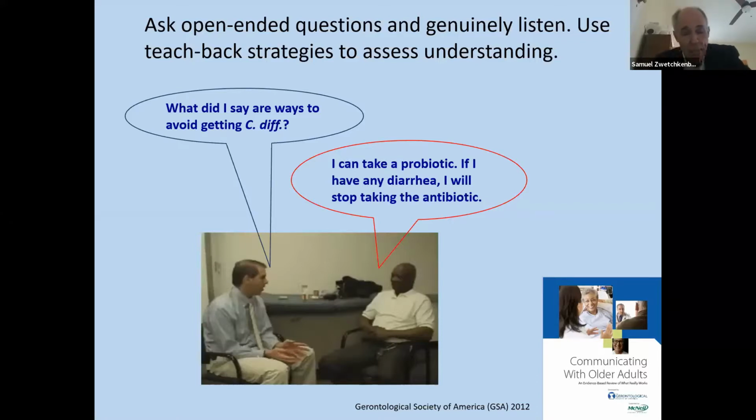So perhaps he might have said, I'll stop taking the medication, I'll call you. Or in this example, what did I say are ways to avoid getting C. diff? And the patient would say, okay, I can take a probiotic. If I have any diarrhea, I will stop taking the antibiotic. And in this way, the dentist now has a feeling that the message they've tried to share with the patient has gotten through. So I think that's important.